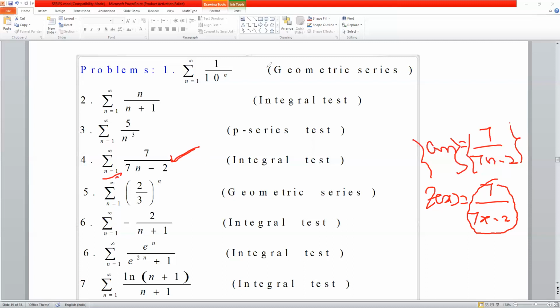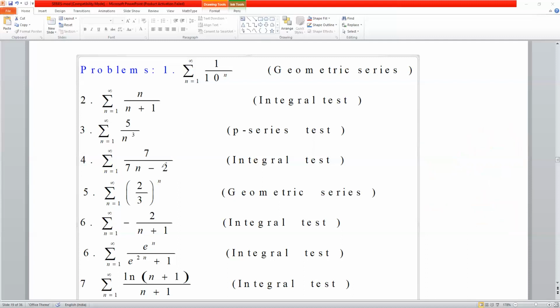Let us take another example. Summation of n equal to 1 to infinity, 2 by 3 whole power n. I think it is a geometric series. Let us expand this: 2 by 3 plus 2 by 3 whole square plus and so on. So a is equal to 2 by 3 and r is equal to 2 by 3. Okay, 2 by 3 is less than 1.